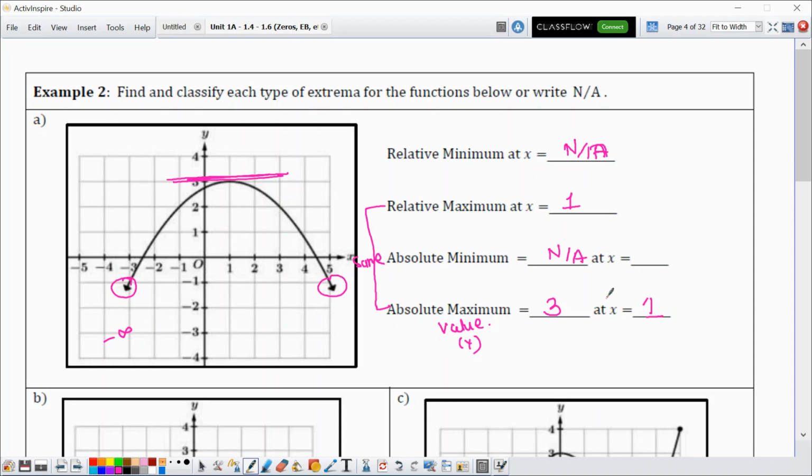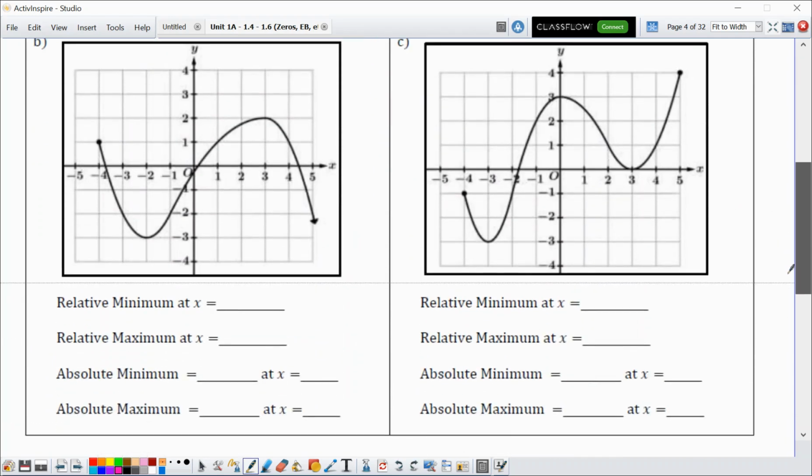Understand how to read the graph. Both end arrows go forever to negative infinity, which means the range is negative infinity to 3, and 3 is the maximum value. Let's practice a couple more examples.